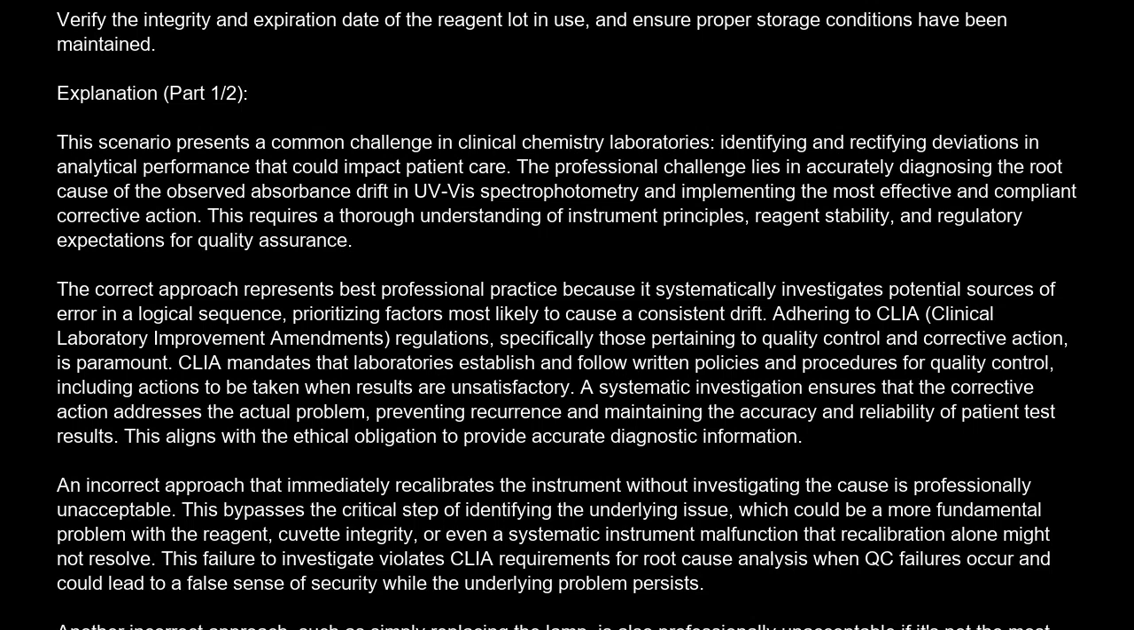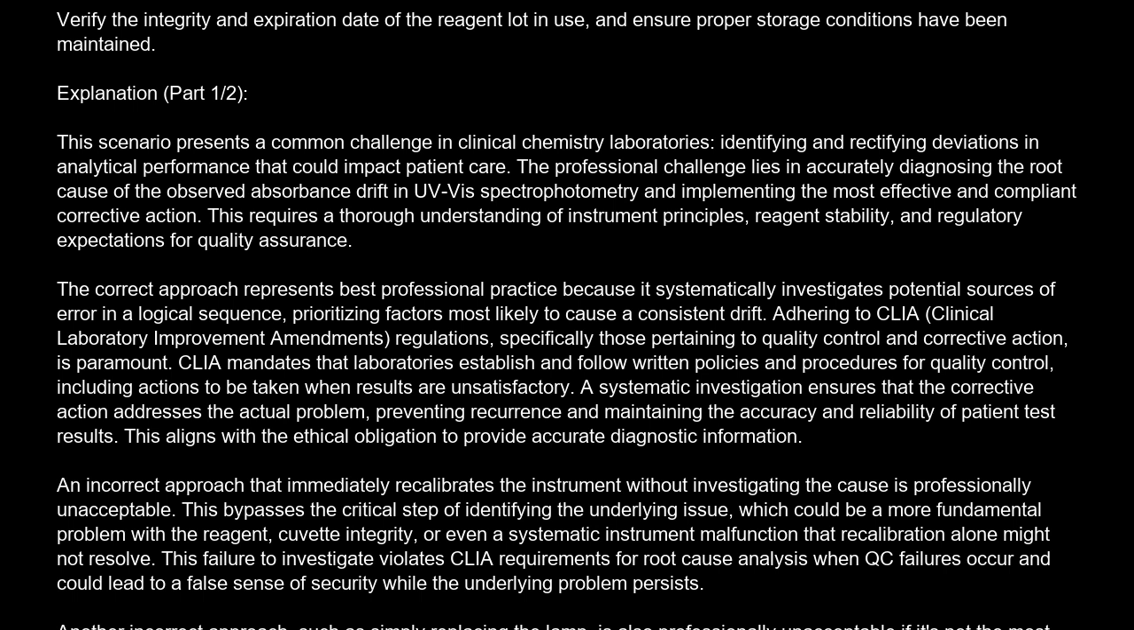The correct answer is D. Verify the integrity and expiration date of the reagent lot in use and ensure proper storage conditions have been maintained. Explanation. This scenario presents a common challenge in clinical chemistry laboratories: identifying and rectifying deviations in analytical performance that could impact patient care. The professional challenge lies in accurately diagnosing the root cause of the observed absorbance drift in UV-Vis spectrophotometry and implementing the most effective and compliant corrective action. This requires a thorough understanding of instrument principles, reagent stability, and regulatory expectations for quality assurance.